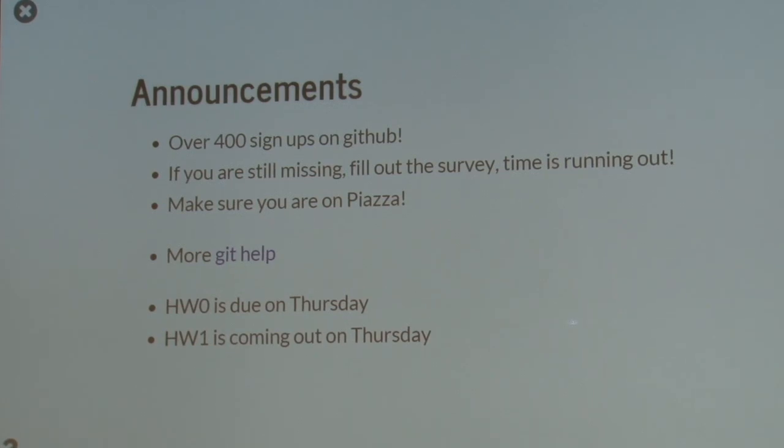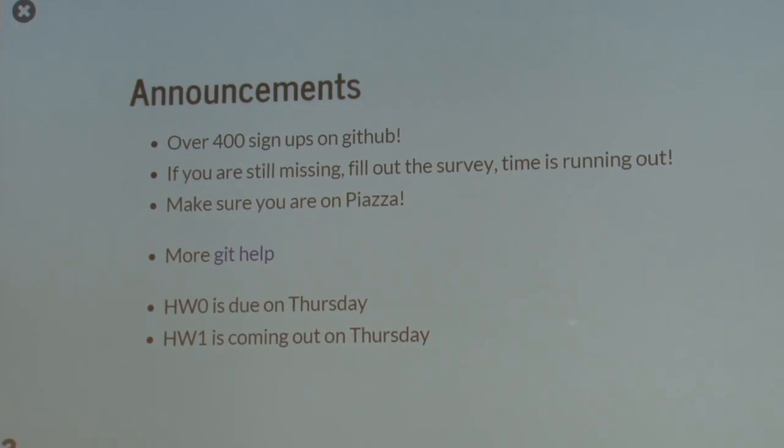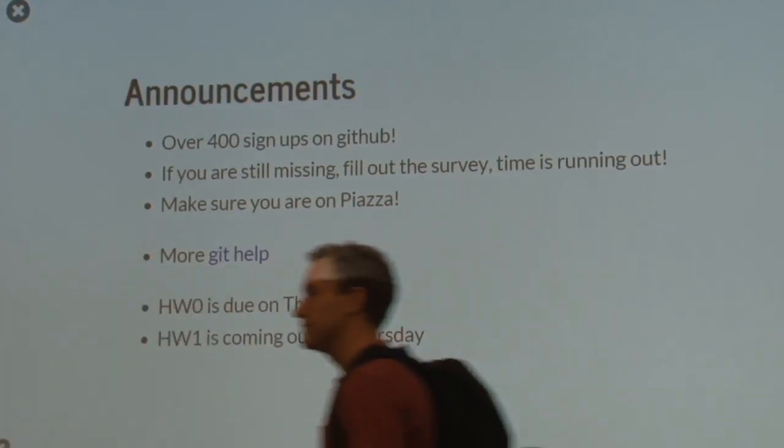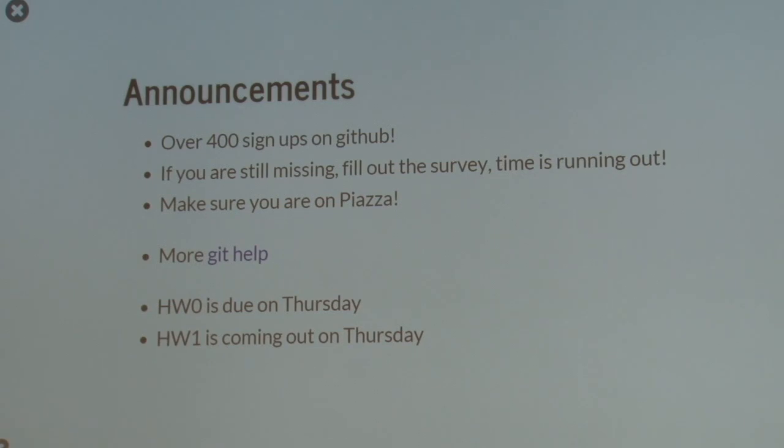All you need to do, it's not about solving, there's nothing to solve. It's not about doing all of homework 0. It's really just signing up for GitHub, get your GitHub account, and fill out the survey and give us your GitHub username so we can register you for the homework submission system. If you don't do that, you won't be able to submit homework 0, which is required. You also will not have access to homework 1, which is coming out on Thursday. So really, really, really do this now.